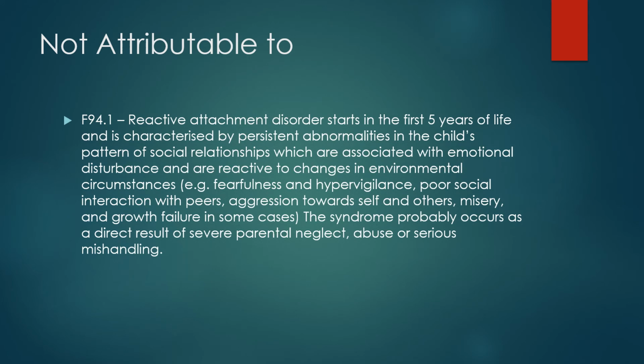Number 2, reactive attachment disorder starts in the first 5 years of life and is characterized by persistent abnormalities in the child's pattern of social relationships, which are associated with emotional disturbance and are reactive to changes in environmental circumstances. For example, fearfulness and hypervigilance, poor social interaction with peers, aggression towards self and others, misery, and growth failure in some cases. The syndrome probably occurs as a direct result of severe parental neglect, abuse, or serious mishandling.